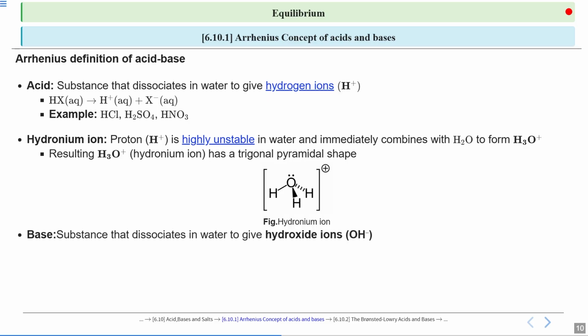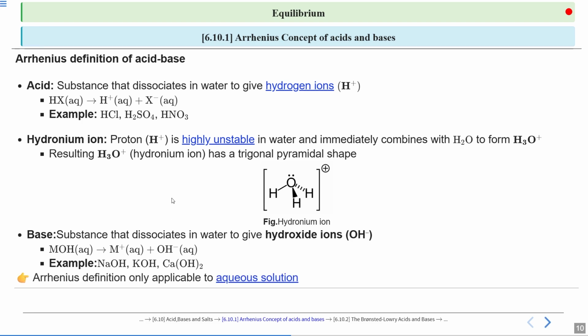Then if I talk about the base definition according to Arrhenius, these are those substances that dissociate into water to give hydroxide ion or OH minus ion. What about the example? You can take MOH as the general representation of this Arrhenius base, in which it dissociates to give you a cationic part, which is M plus, and an anionic part, which is OH minus. So you will always see Arrhenius base donating OH minus. The examples would be NaOH, KOH, and calcium hydroxide. All of these species will be dissociating in water to give you OH minus.